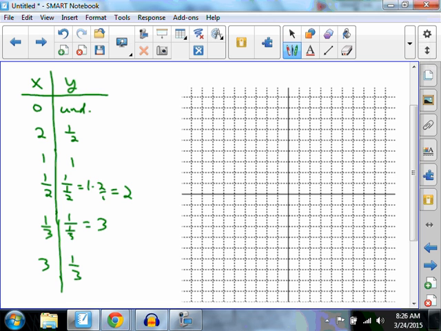So what do we say? We said we went through the point 1, 1. What happened if we picked 2? Did we get a half? We pick 2, we get a half. We pick a half and we get 2. We pick 3 and we get a third. We pick a third and we get 3. Do we see what's happening there in the first quadrant?